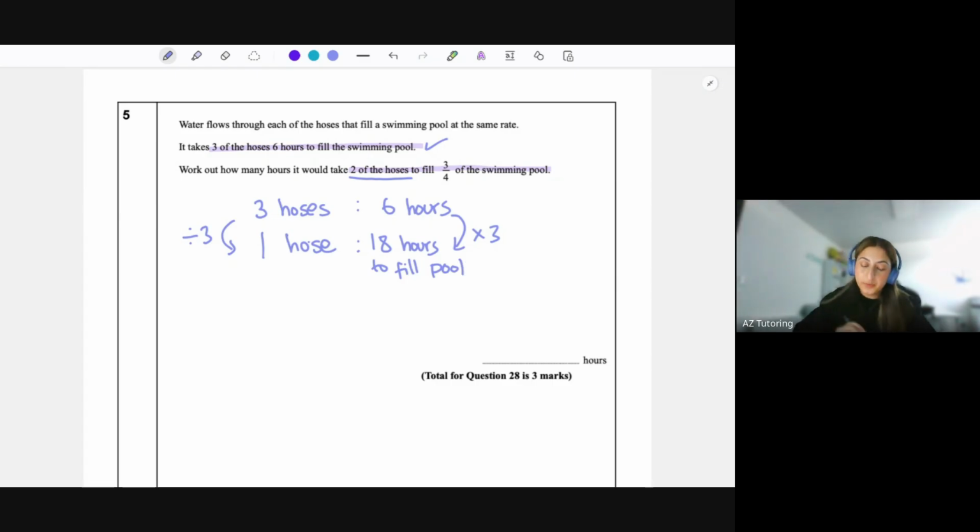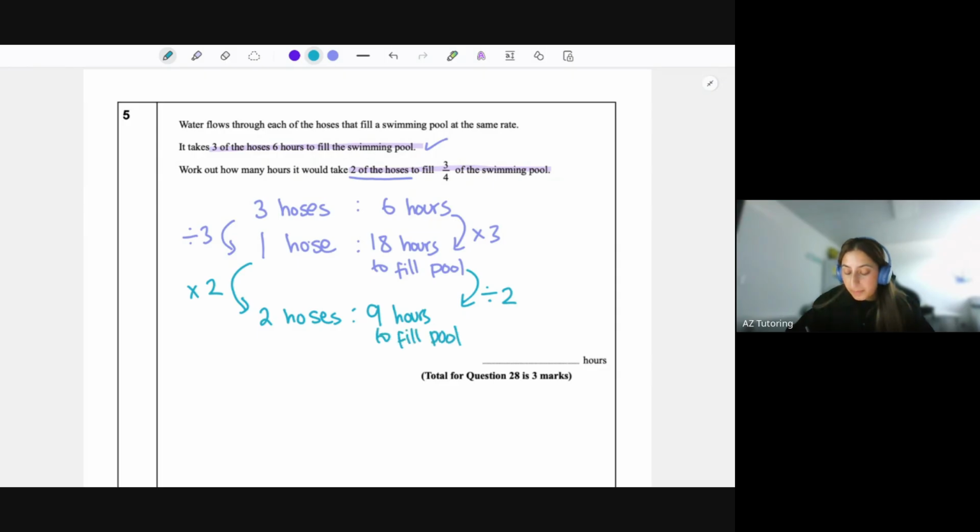Now we need to find out how much it's going to take two hoses. So if I go from one hose to two hoses, because I times on that side, I'm going to divide on that side because if you have more hoses, it's going to fill up quicker. So 18 divided by 2 is 9 hours to fill the pool. So we know it takes two hoses 9 hours to fill the pool, but we only want 3/4 of the pool.